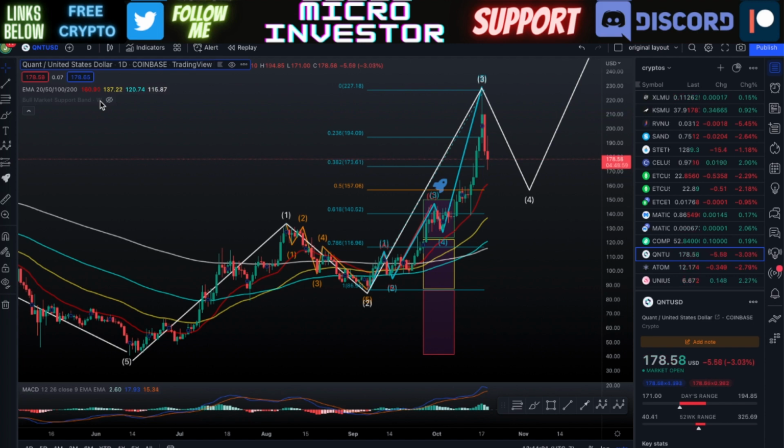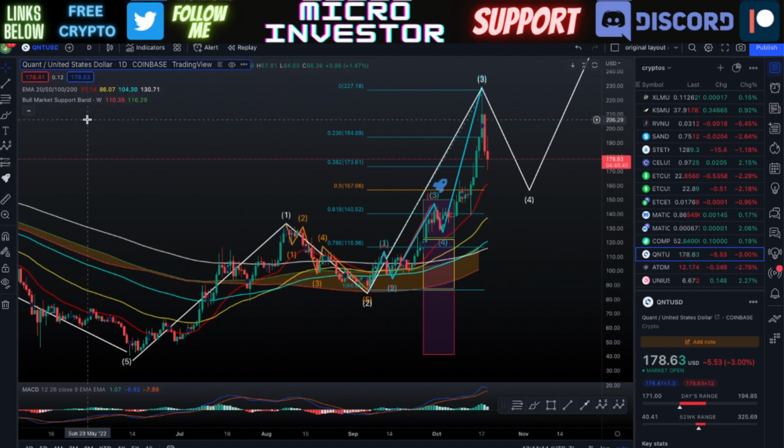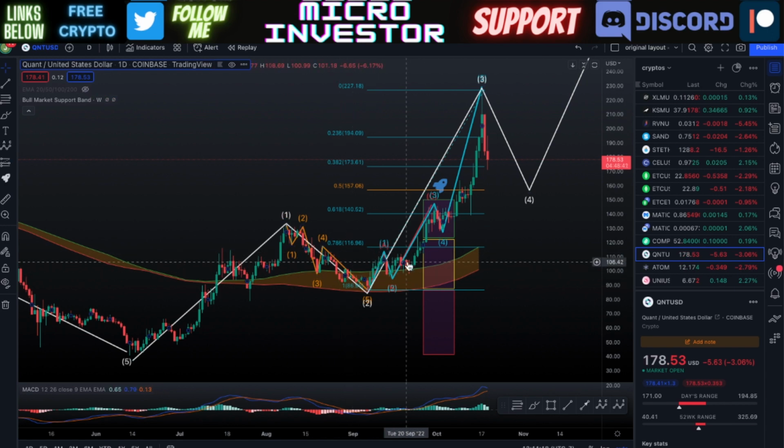And I say, well, I'm so bullish because a lot of these cryptocurrencies already had their bottoms in, and that was back in June. And so what we're seeing is their prices are going up. So let's look over at our bull market support band as well, which Quant still has a lot of distance from itself and that bull market support band, which is another very bullish thing for Quant right now.